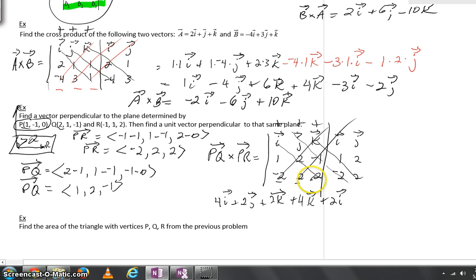And then finally, coming up with our last one, a negative 2 times a 1 times a j would be a negative 2j. And combining everything up, you'd get 6i. Combining your j's, they completely cancel out, and you'd have a 6k. This, guys, is not a unit vector, though.